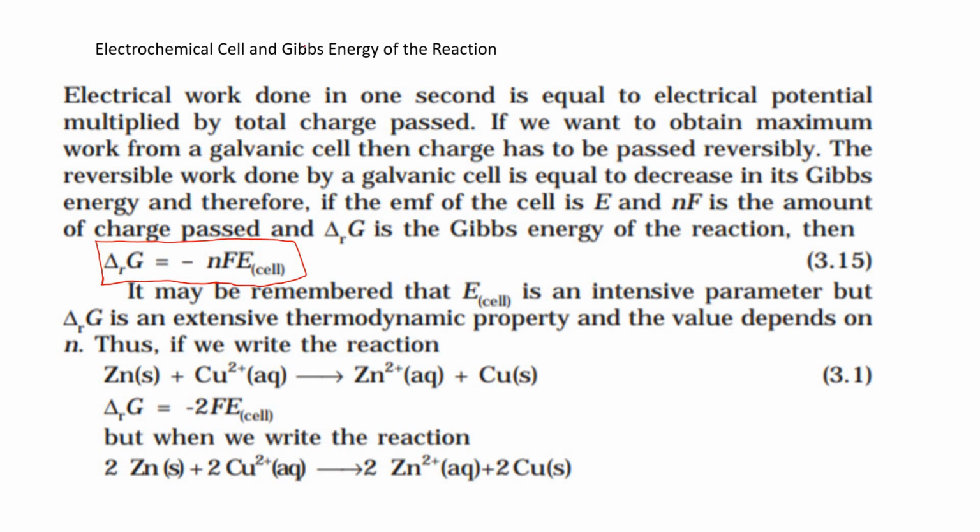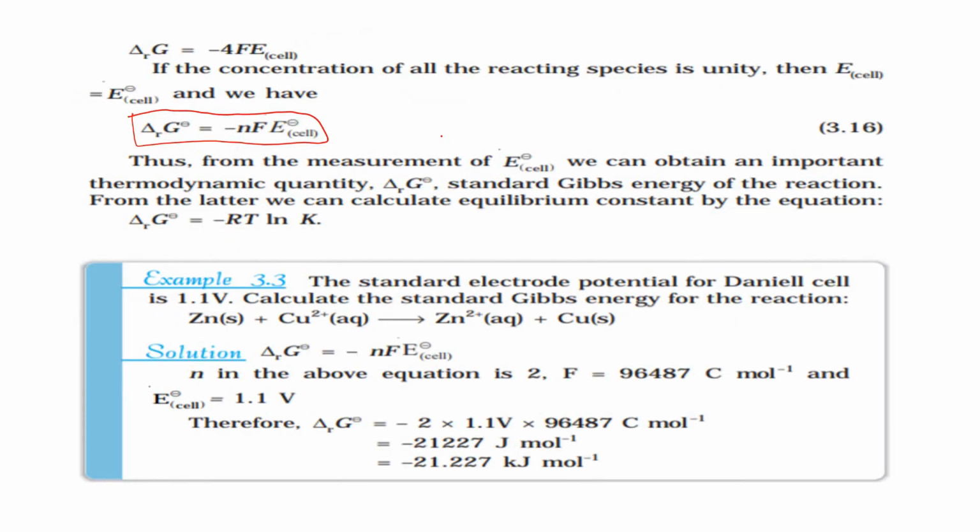One more thing is the calculation of Gibbs energy. How do you calculate the Gibbs energy here? The formula will be delta G is equal to minus N into F into E cell. So when you put delta G naught, we get E naught also. You see this one? This is the formula. Now how to calculate delta G: N is the number of electrons, Faraday is always 96,500, and E naught cell you have to substitute here.